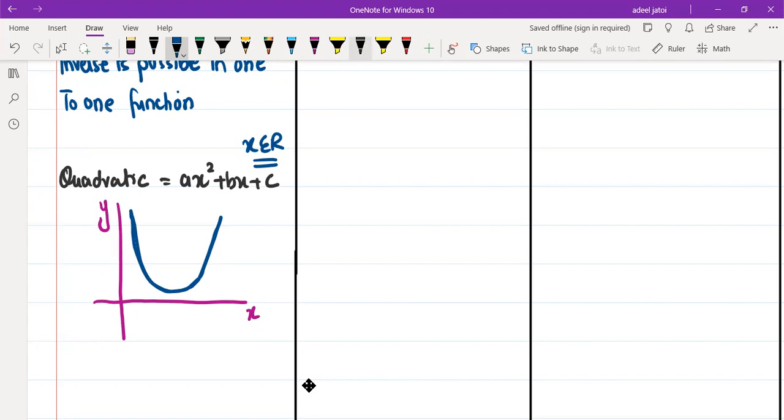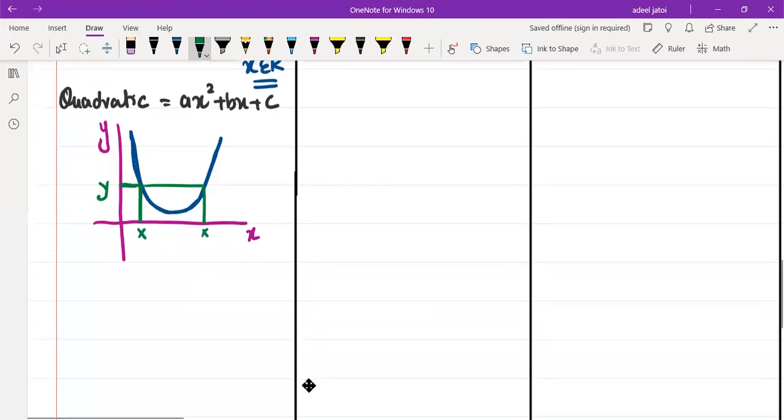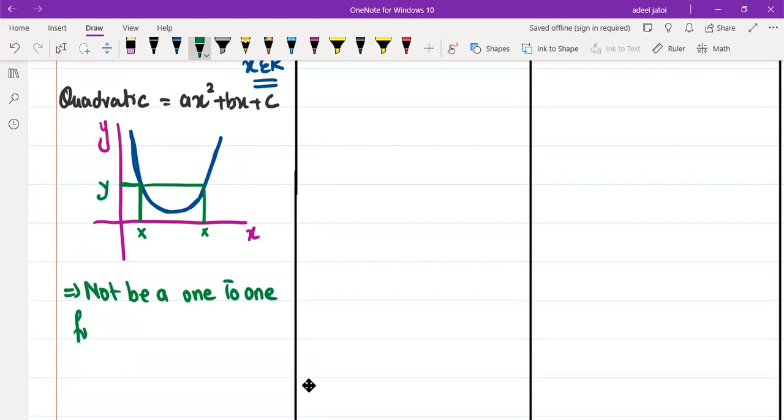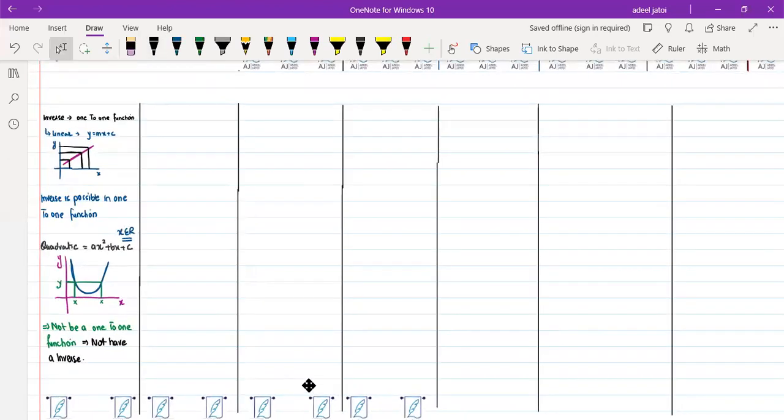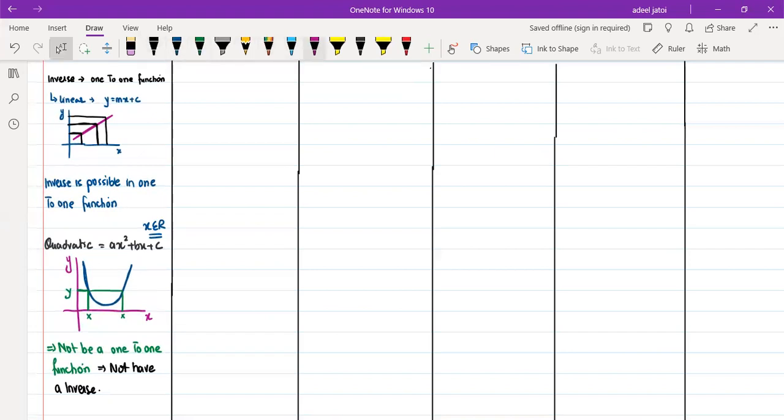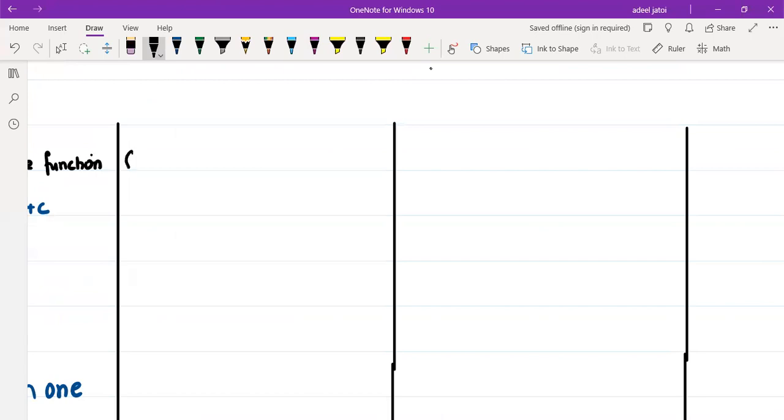And when you have quadratics, for one value of y, you will have two values of x. So that means you will have many-to-one functions, or let's say it will not be a 1-to-1 function. When it is not a 1-to-1 function, it will not have an inverse. So how is it possible? Because generally, we are always told to find the inverse. So a quadratic graph, because it is a curve, does not have an inverse.